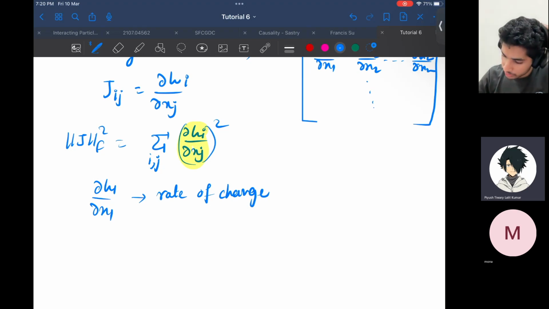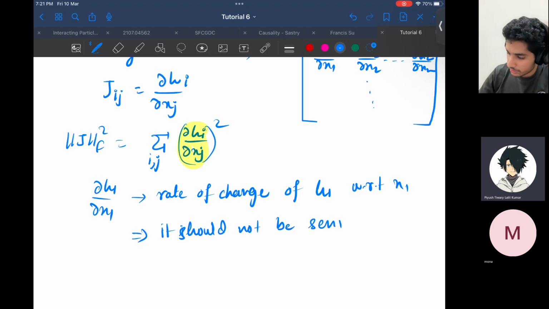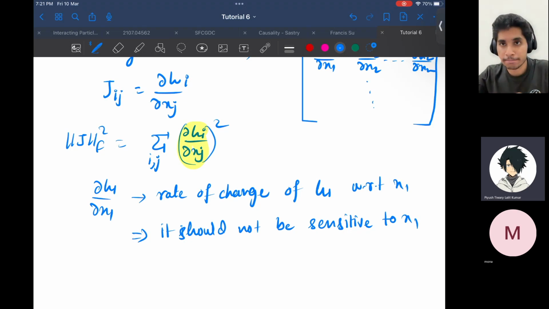What is the rate of change of h1 with respect to x1? This is what it is. Now I'm saying that this should be small. If this should be small, what does it mean? It means h1 should not be sensitive to x1. So I'm saying that h1 should not change a lot with x1.